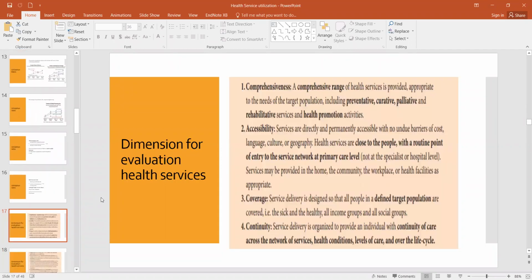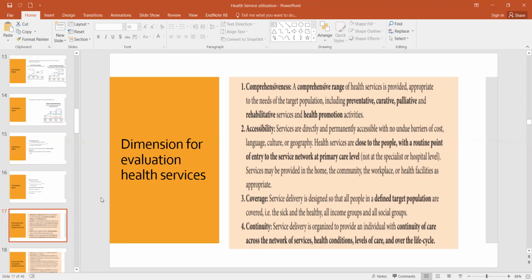Dimensions for evaluation of health services. We can evaluate our health service utilization by different factors. Comprehensiveness: a comprehensive range of health services is appropriate, including preventive, curative, palliative, and rehabilitative services and health promotion. Accessibility: services are directly and permanently accessible with no undue barrier of cost, language, culture, or geography. Health services are close to the people at a routine point.